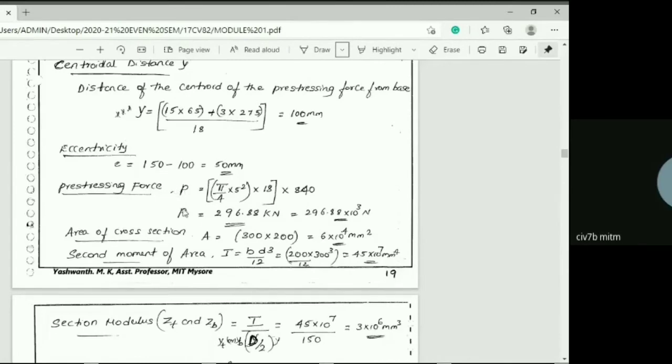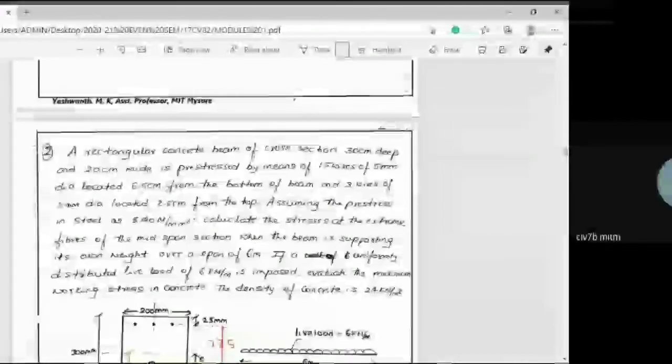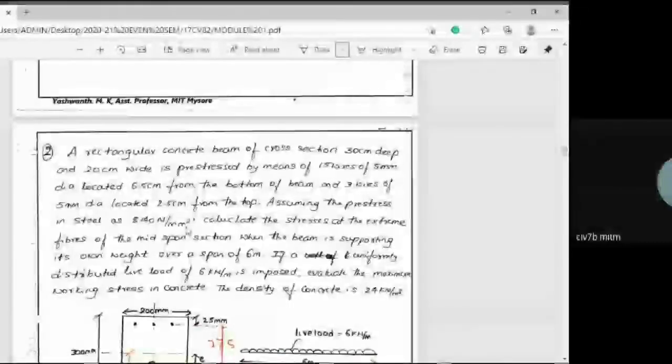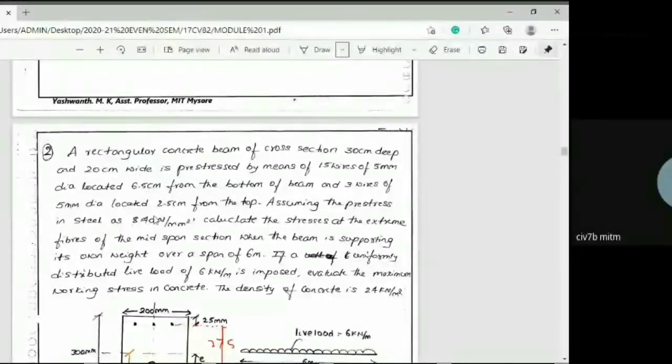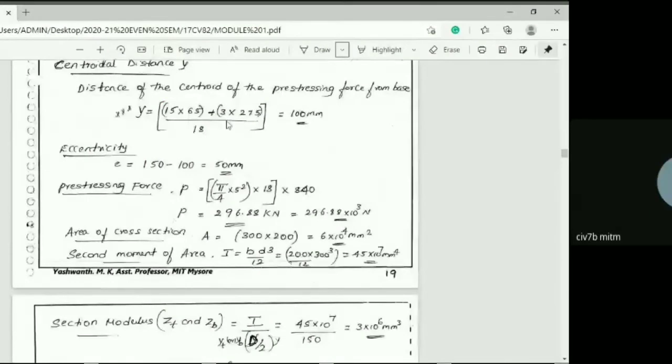Yes, sir. Yes, we are calculating eccentricity. Next, we'll move on to the pre-stressing force. See now, in the problem, they are not given the pre-stressing force. Instead of that, they have given the pre-stress in the steel. So we know from the basics that to calculate the force, the formula is stress multiplied by the area of what? Cable. Stress multiplied by the area of cable will give you the pre-stressing force.